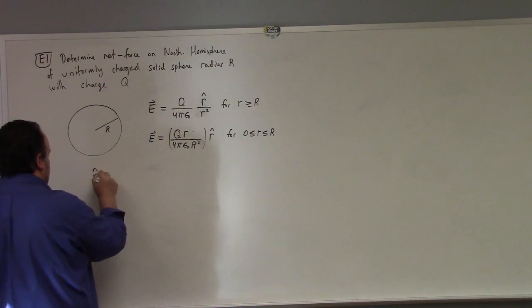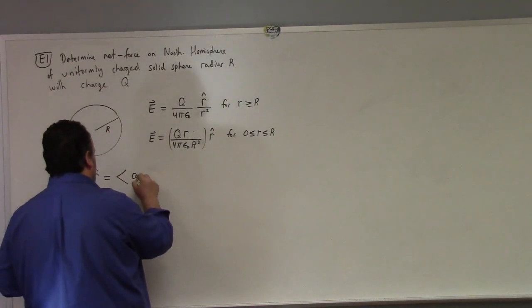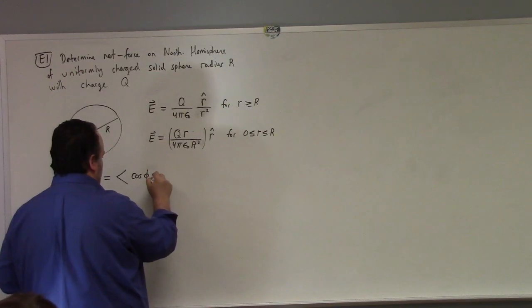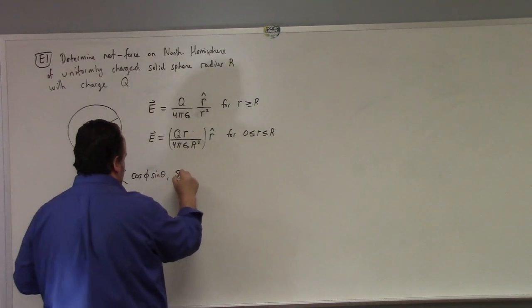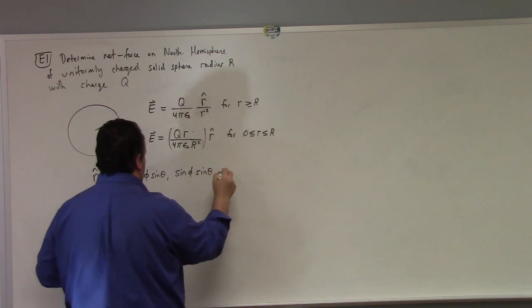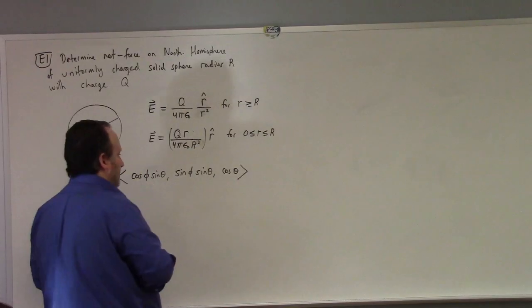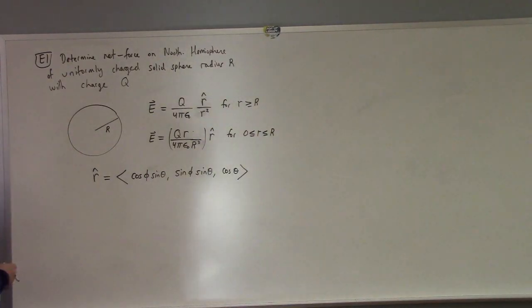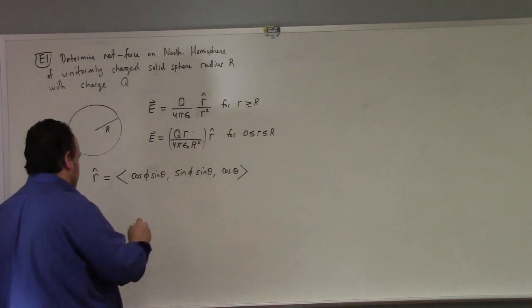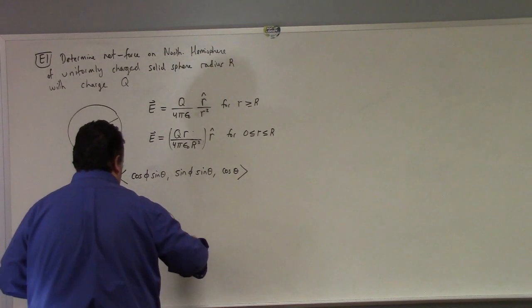r hat is equal to (cos phi sine theta, sine phi sine theta, cosine theta), right? So we should also notice that. That's going to be relevant. We're going to be doing this integral over the northern hemisphere, right?